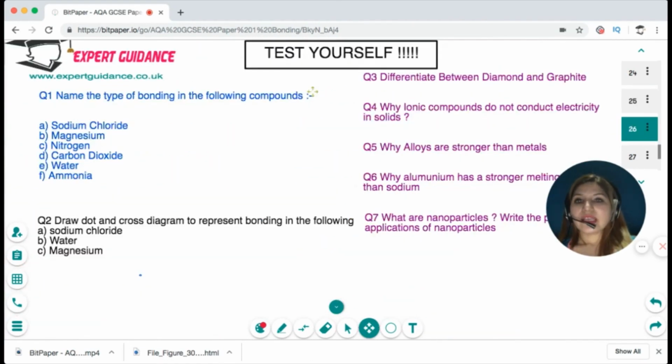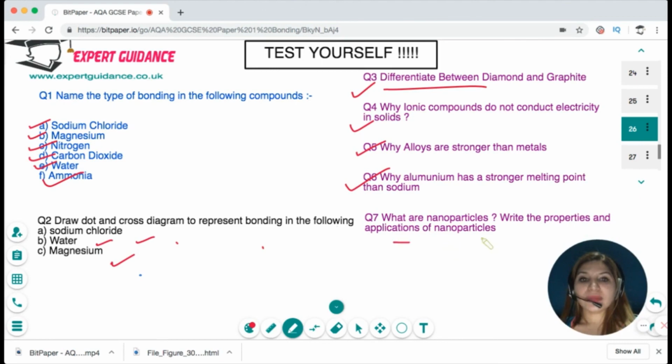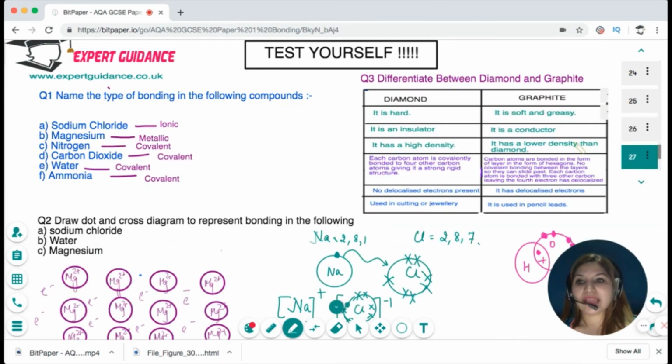Next is test yourself. So you need to name the type of bonding in sodium chloride, magnesium, nitrogen, carbon dioxide, water, and ammonia. Draw dot and cross diagrams to represent sodium chloride, water, and magnesium. Differentiate between diamond and graphite. Why do ionic compounds not conduct electricity in solid? Why are alloys stronger than metals? Why does aluminium have a stronger melting point than sodium? And what are nanoparticles, give their properties and applications.